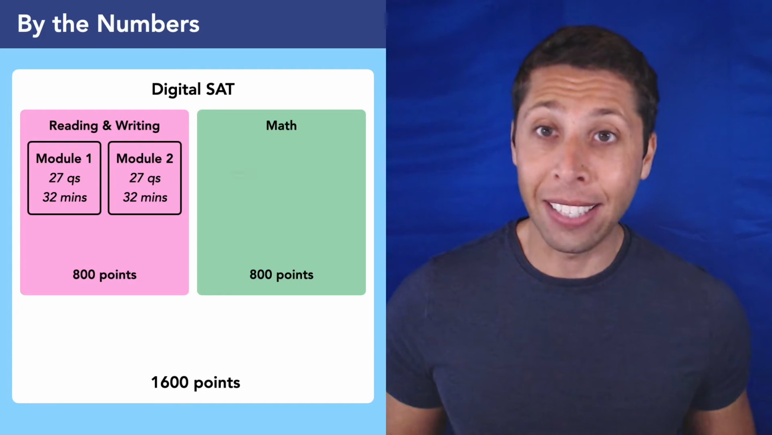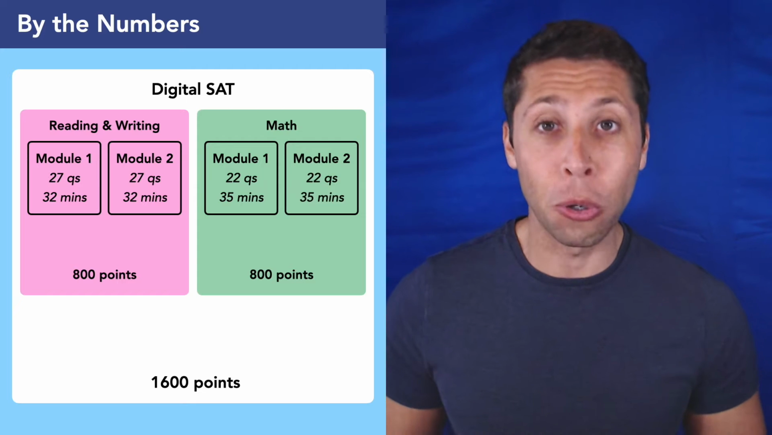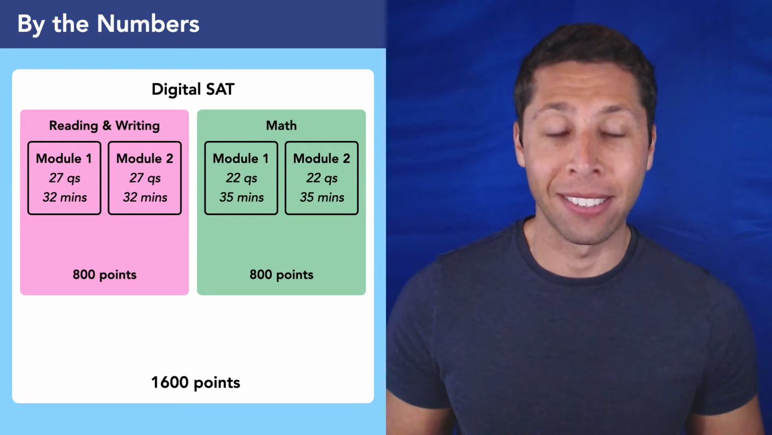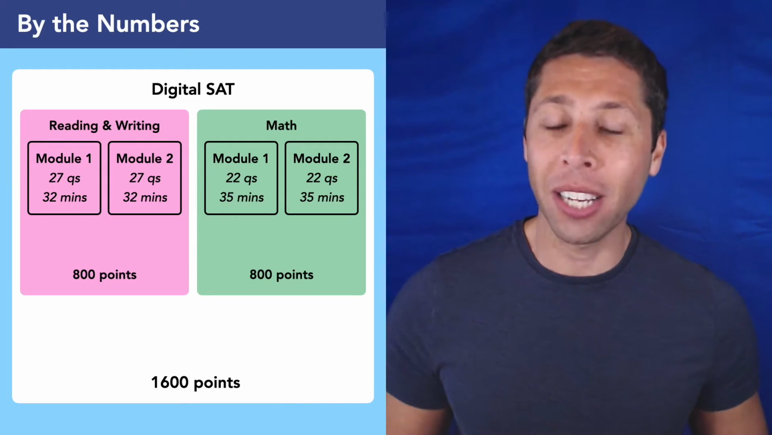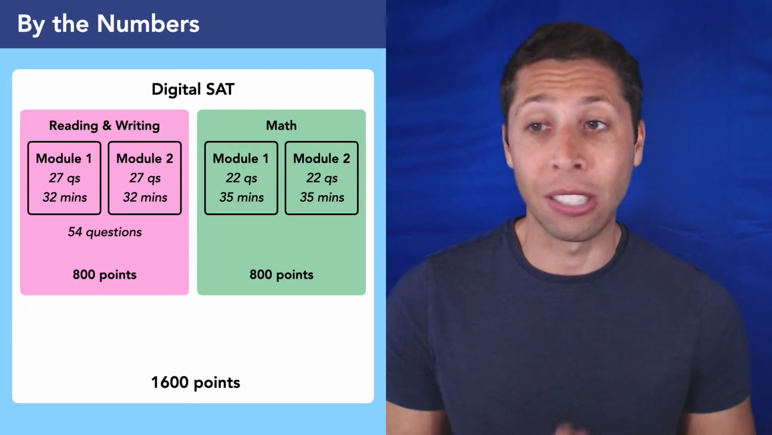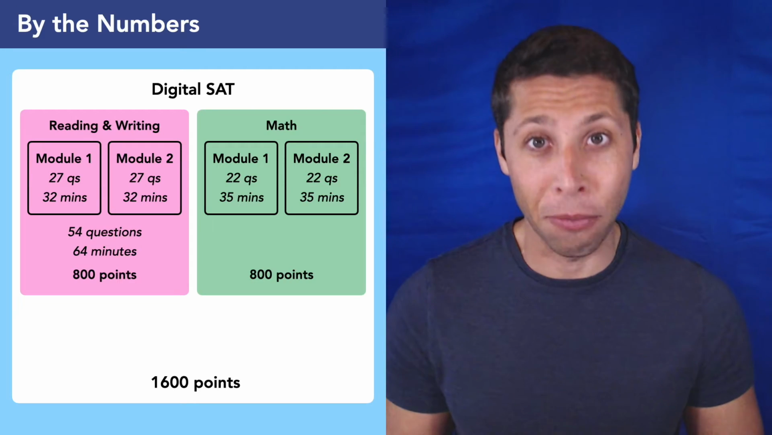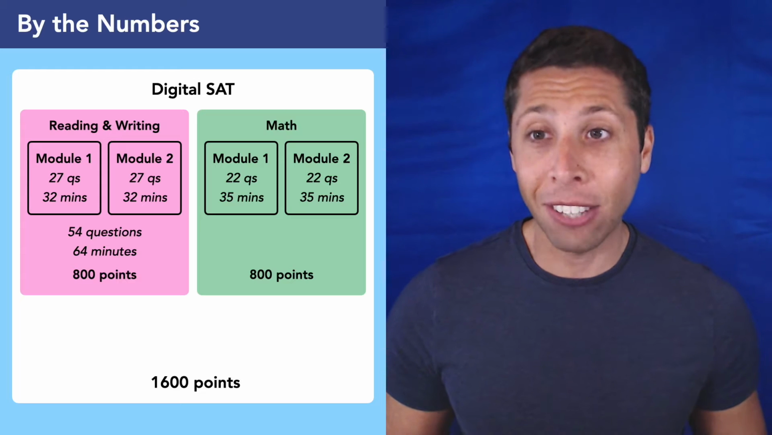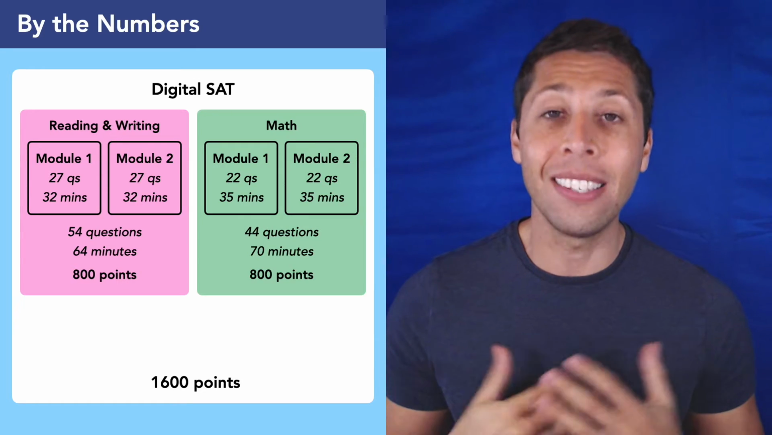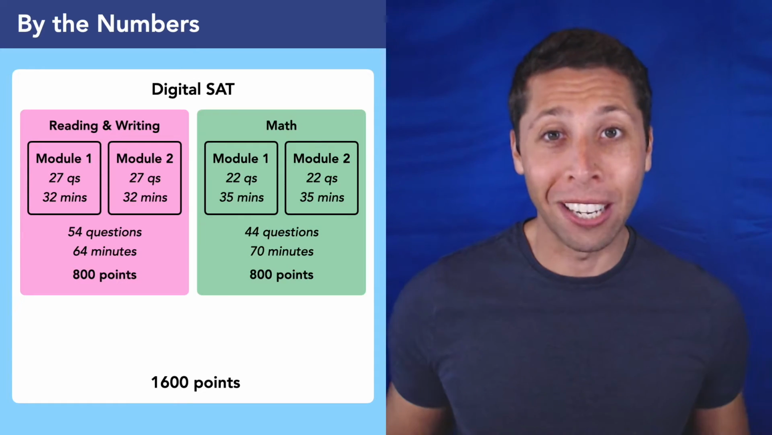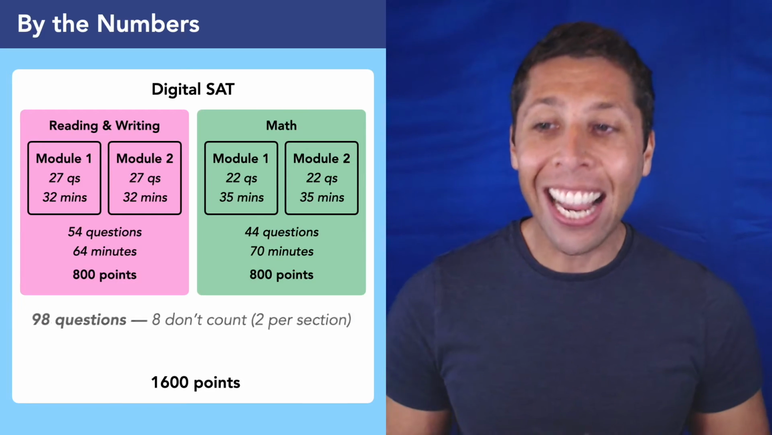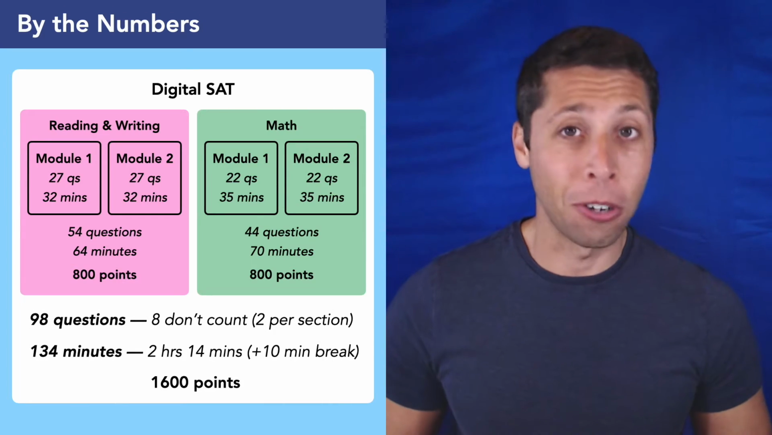Now in math, it's slightly different. Each module is 22 questions long and 35 minutes. Now if we tally that up for each subject, the entire reading and writing section is 54 questions in 64 minutes, and the entire math section is 44 questions in 70 minutes. Take that over the entire test, and you've got 98 questions in 134 minutes.